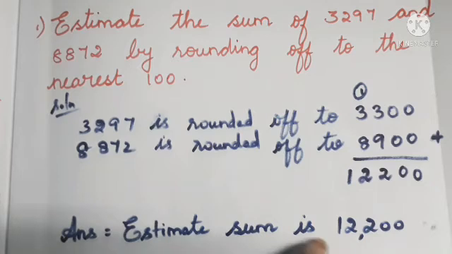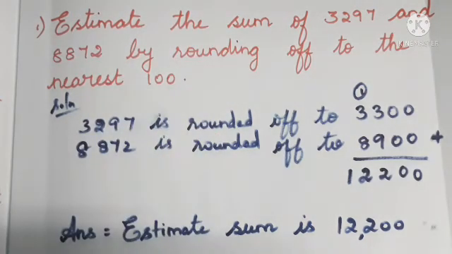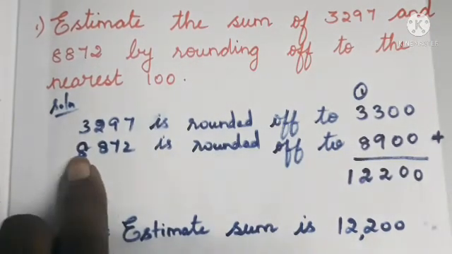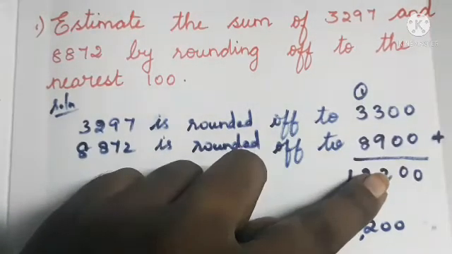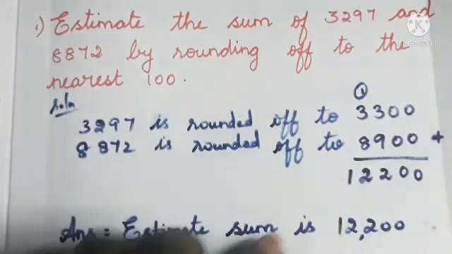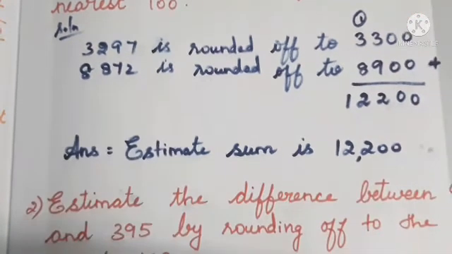Understood? First we have to write the first number and round it off to the 100 means 100, 1000 means 1000, whatever they ask in the question, that we have to write. And the next number also we round to the nearest 100, and we have to find the sum. We have to add. So we will get the estimated sum as what, ma? 12,200. Okay.